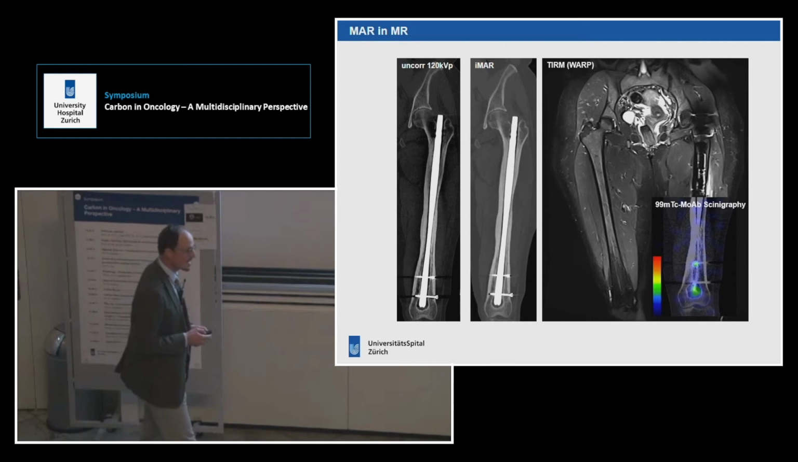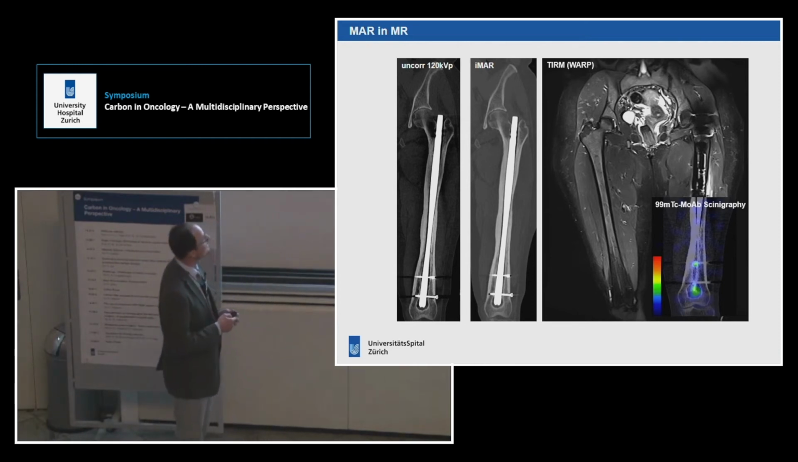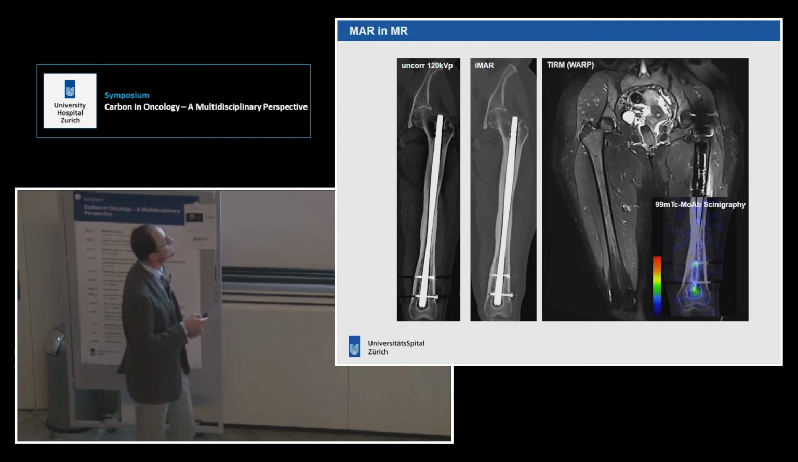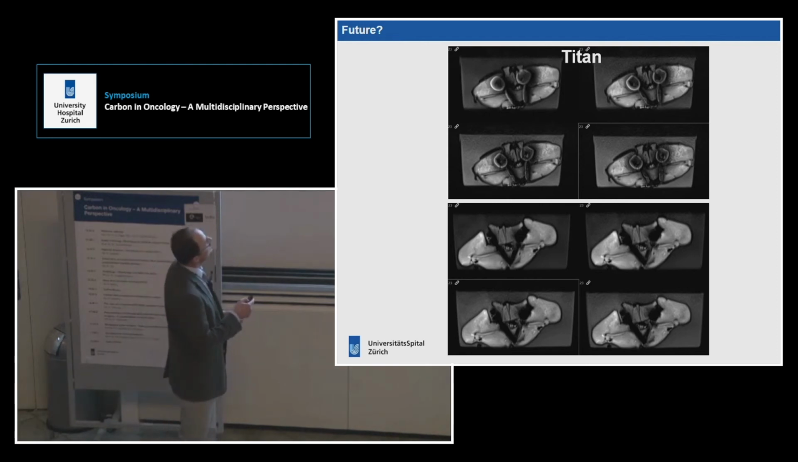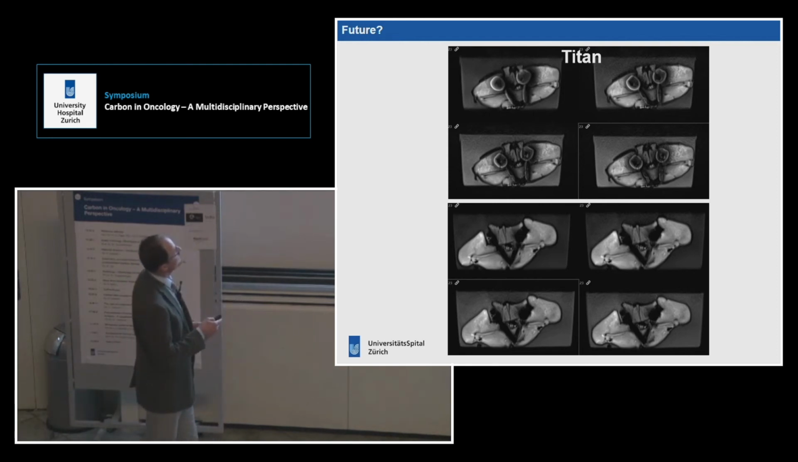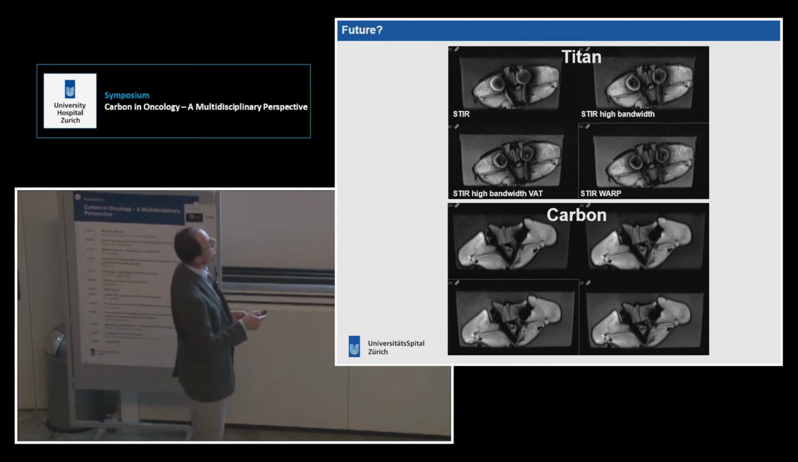And just a last slide from some experiments that we have done in the last few weeks. We actually took a sheep spine and we implanted in that cadaveric sheep spine spondylodetic material made of titanium, and on the other hand from carbon. And you can see that there are quite severe artifacts in the standard acquisition from a STIR image. We used different kinds of artifact suppression techniques. Maybe WARP would be the most up-to-date sequence.